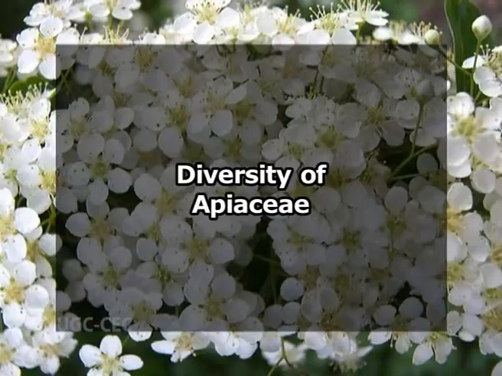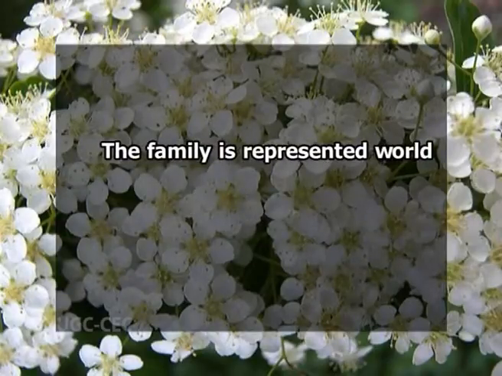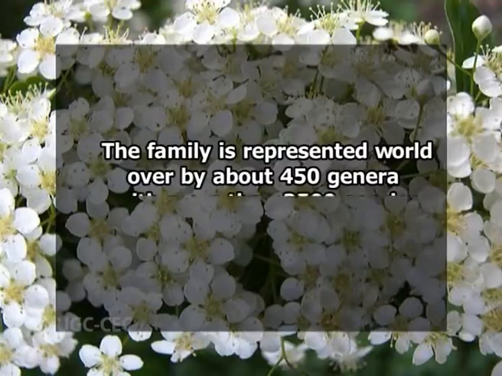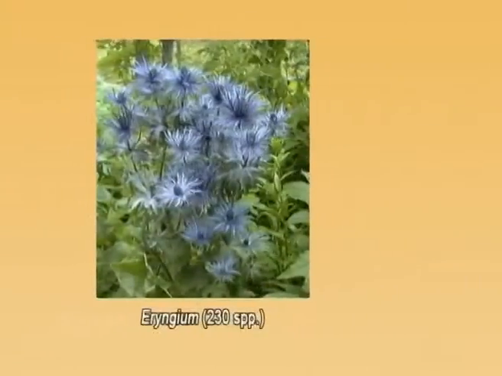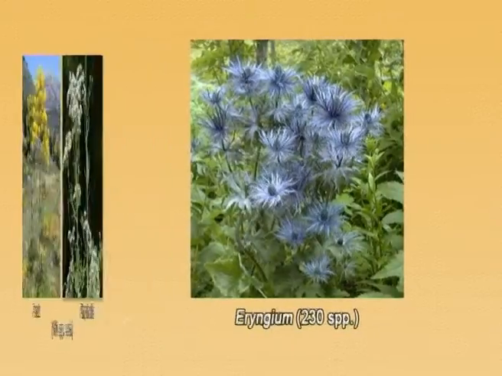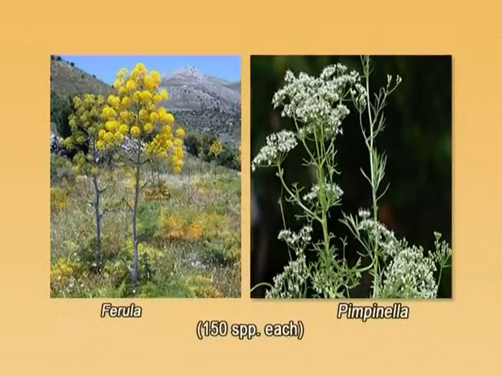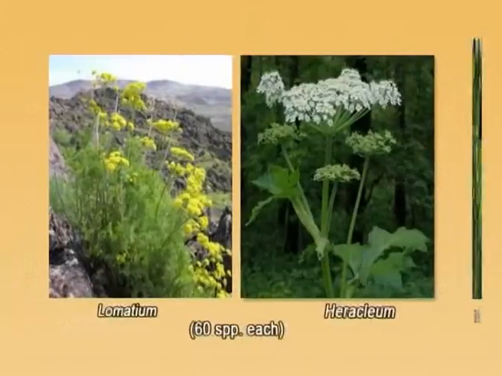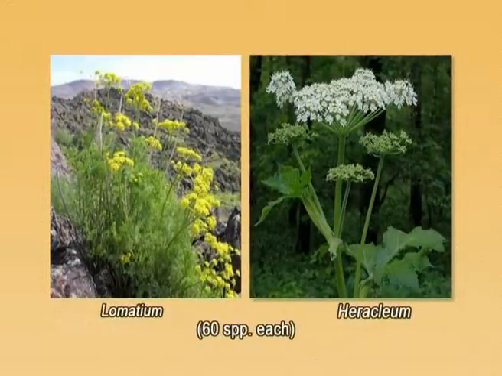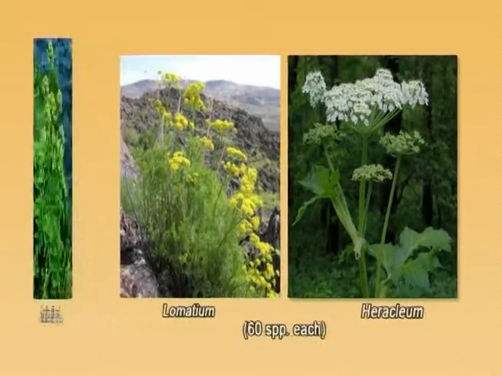Now let us discuss the diversity of this family Apiaceae. At present, the family is represented the world over by about 450 genera having more than 3,500 species. Some of the species-rich genera in this family are Eryngium having 230 species, Ferula and Pimpinella having 150 species each, Bupleurum having 100 species. The 2 genera Lomatium and Heracleum have 60 species each.